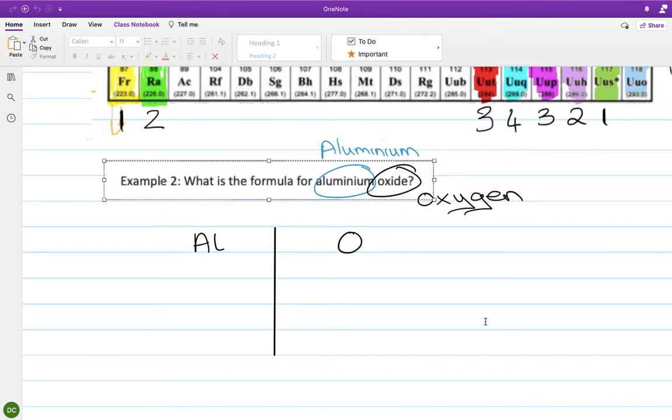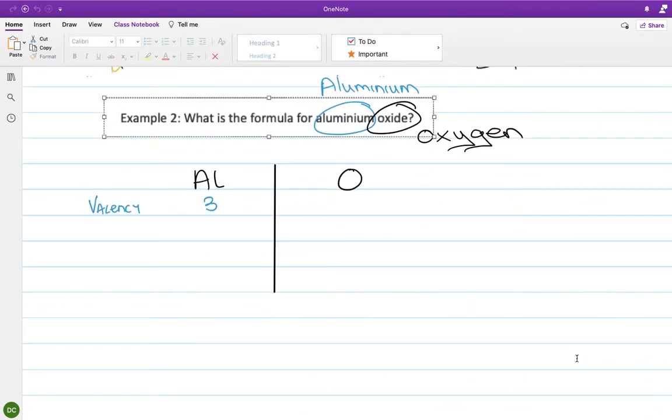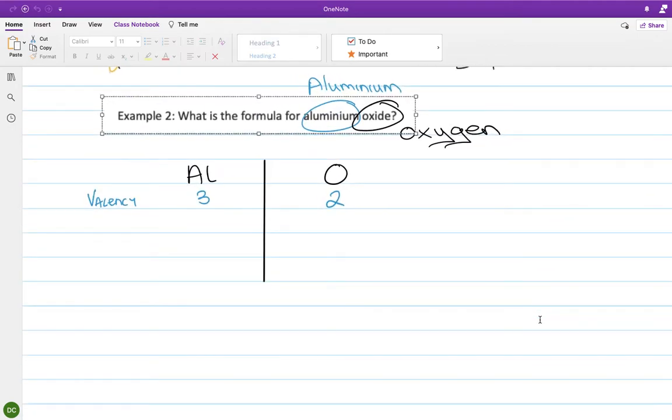Okay, so I'm going to put down valency of 3. And then oxygen. Oxygen is here in group 6, so that means it has a valency of 2. It wants 2 extra electrons. Then we do the bit which doesn't require any real skill, where you just swap them over. Okay, so I swap the numbers over.